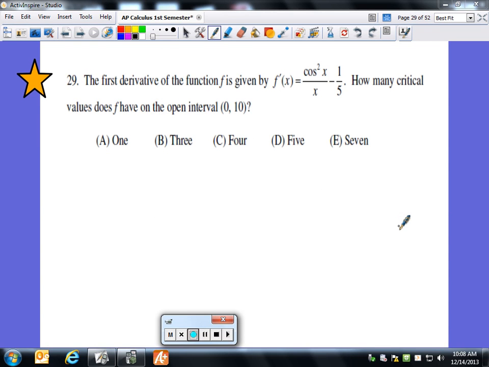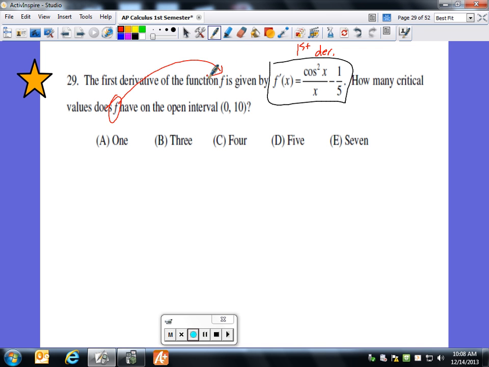Okay, so number 29, denoted by the star, is also a calculator problem. It says the first derivative of a function f is given by this. So understand, this is the first derivative. How many critical numbers does f have? Okay, so it's talking about the original position.